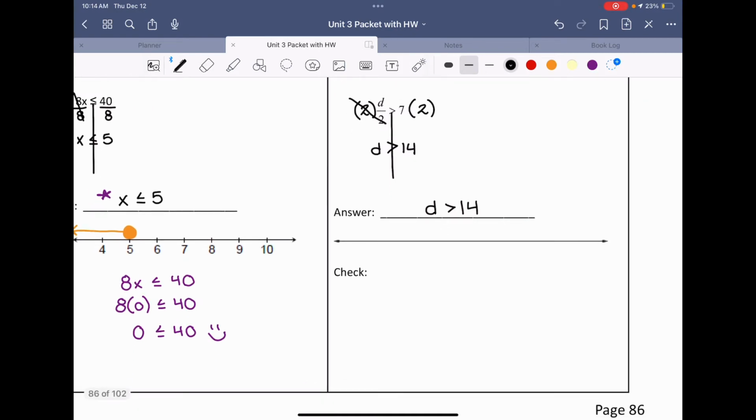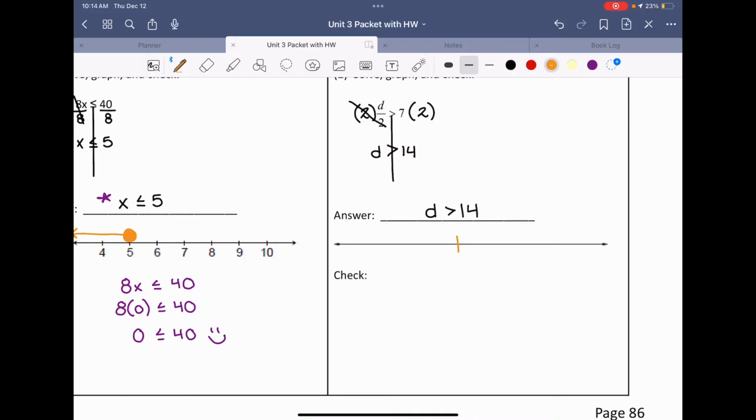I'm going to set up my graph. So remember, the number that we got goes in the middle, so 14. And then I'm going to count up to the right, down to the left.